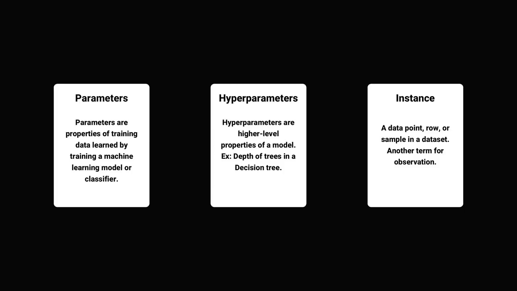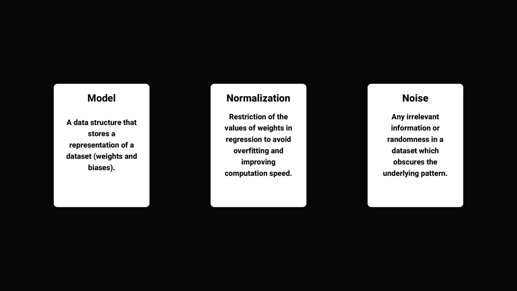Parameters. The values or weights that a machine learning model learns during the training process, in order to make accurate predictions or decisions. Hyperparameters. Configuration settings or values that a machine learning model user specifies before training, in order to optimize the model's performance. Instance. A single data point or example in a machine learning model. Model. The specific machine learning algorithm or set of algorithms used to make predictions or decisions based on input data.